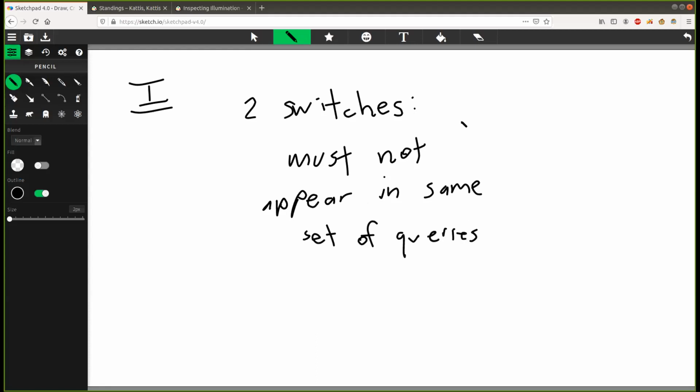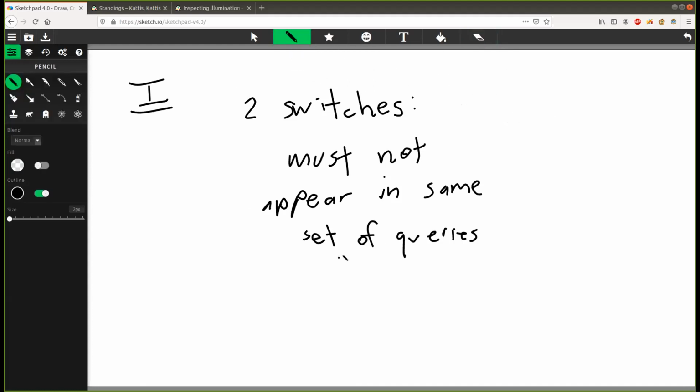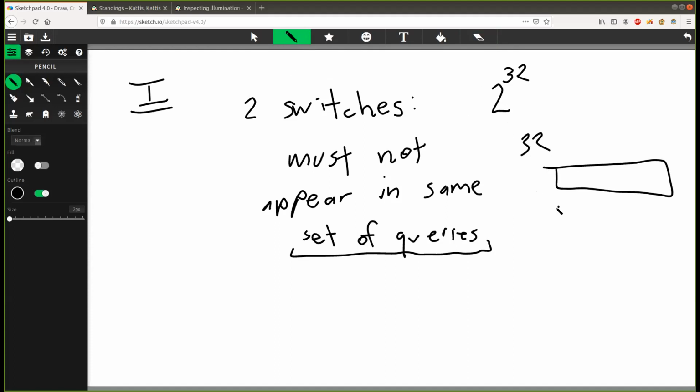Say we have two switches, 1 and 2, and suppose each query either had both switches 1 and 2, or it had neither switch. Then we clearly can't tell which one matches to what lamp. So this gives us an idea of how many subsets of queries there are, right? There's 2 to the 32 different subsets of queries. So say we have queries 1 through 32.